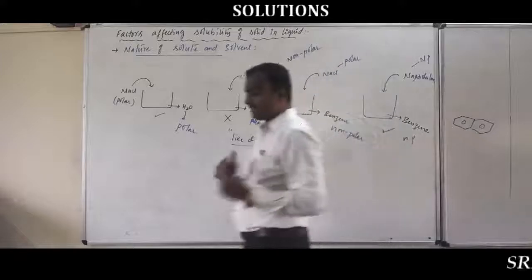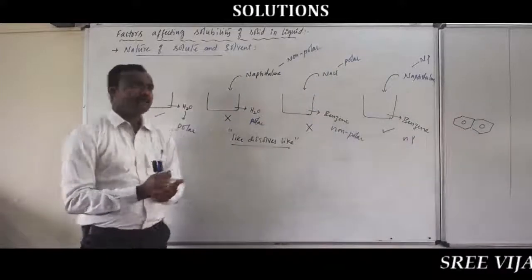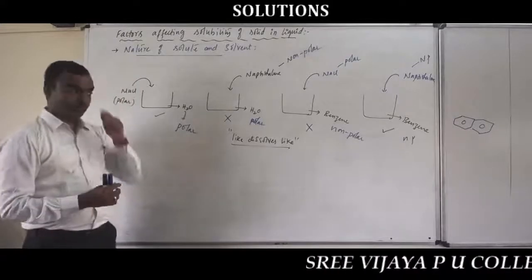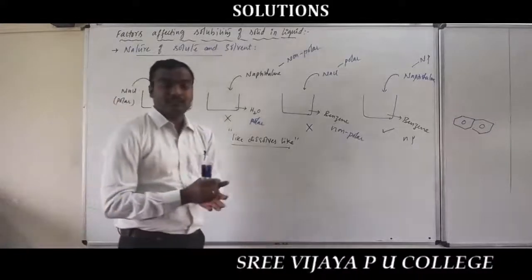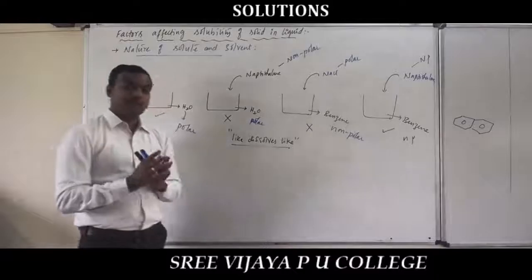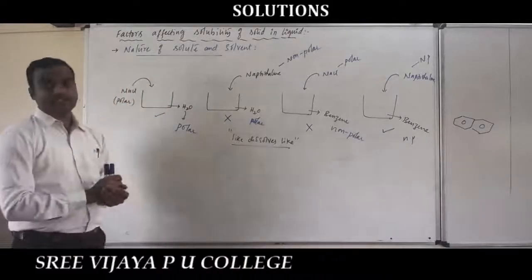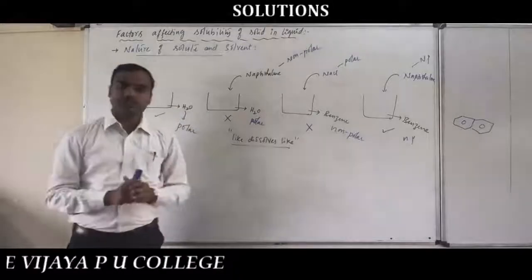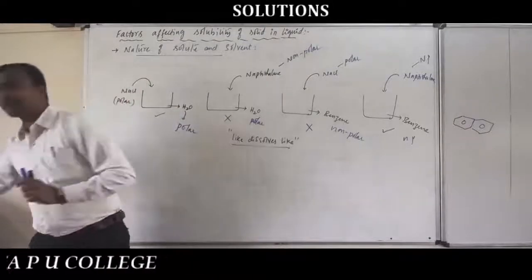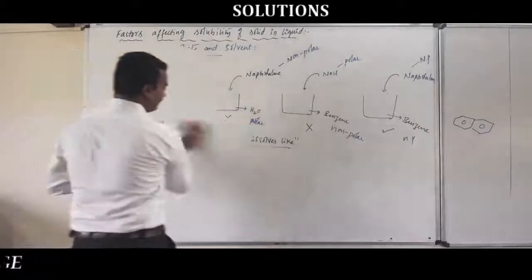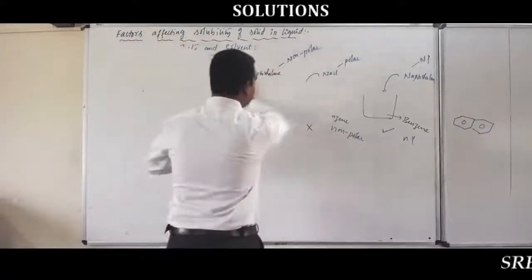So based on the intermolecular interactions in the solute and solvent, we can say the solubility. Therefore, polar solute dissolves in polar solvent, non-polar solute dissolves in non-polar solvent. That is one factor, the nature of solute and solvent, that affects the solubility of a solid in a liquid. One more factor that affects the solubility of a solid in a liquid is temperature.